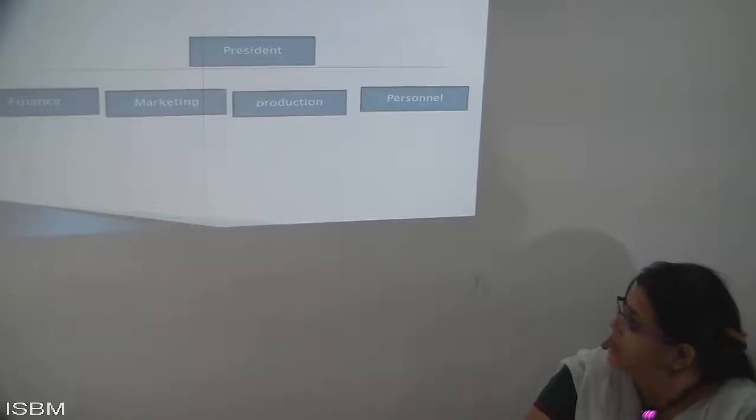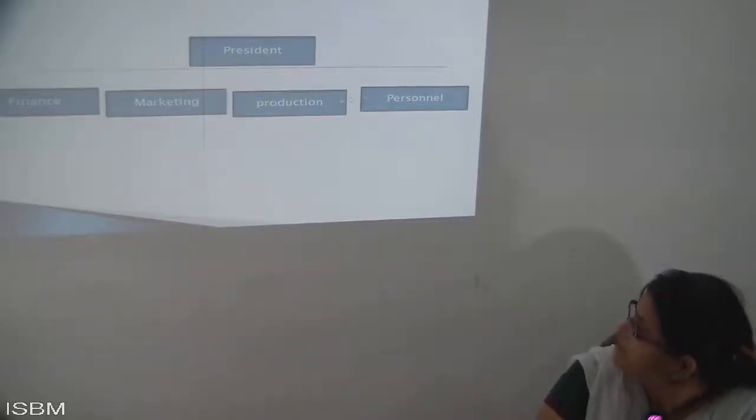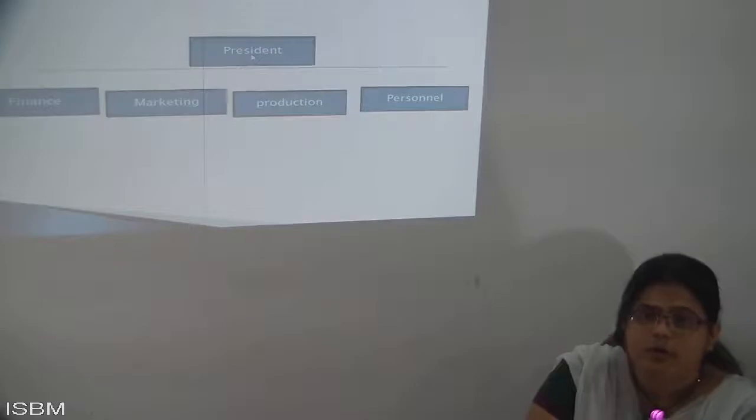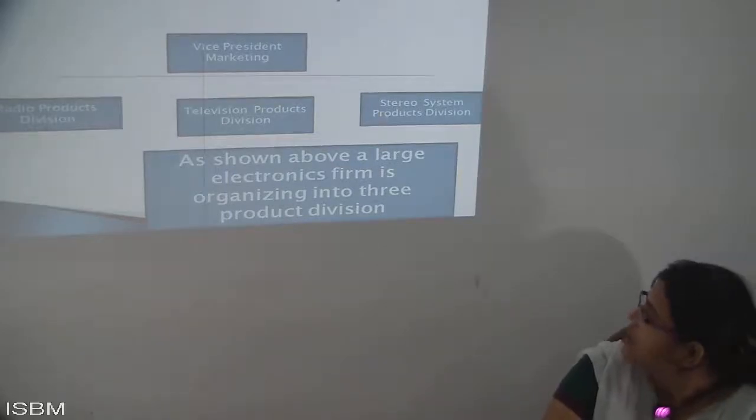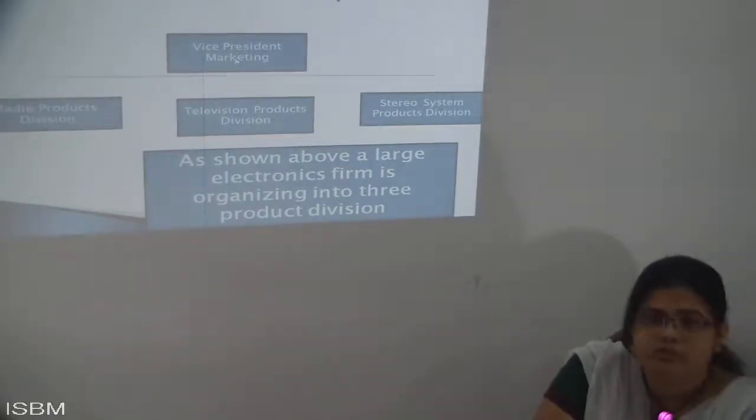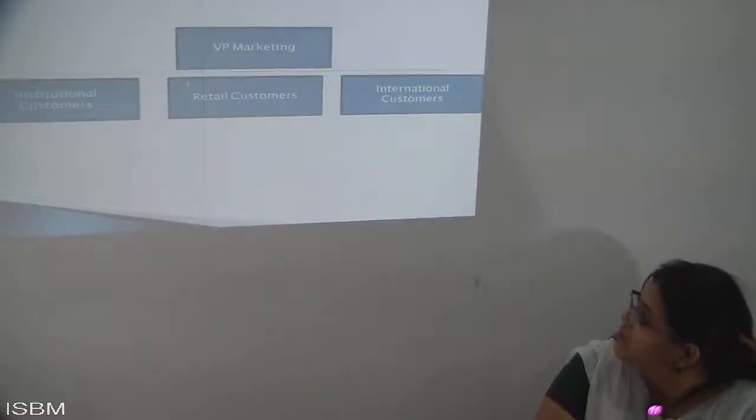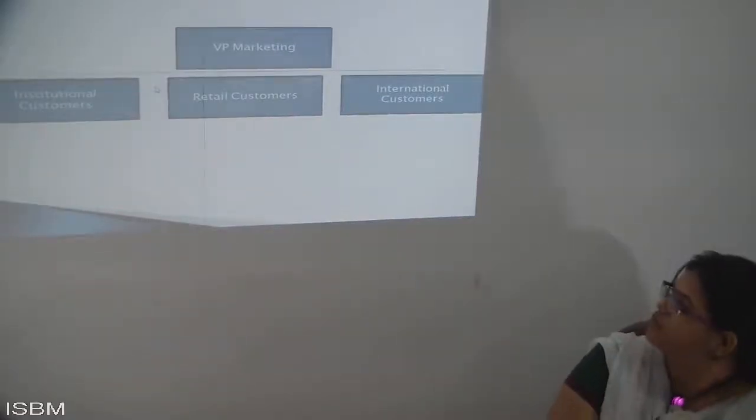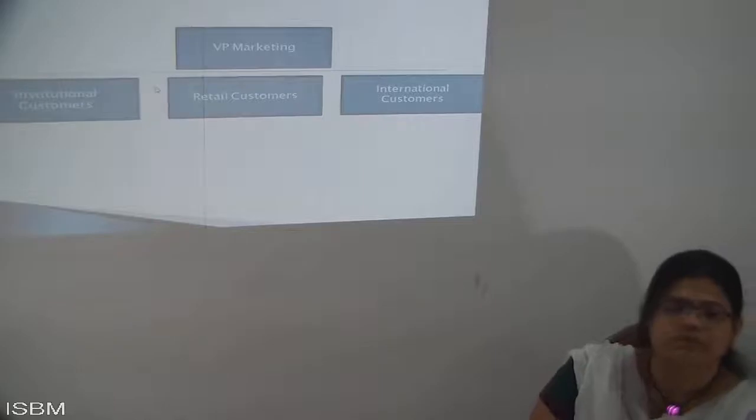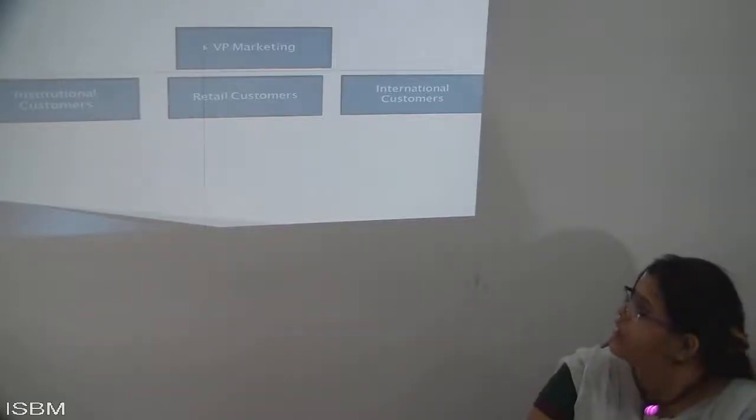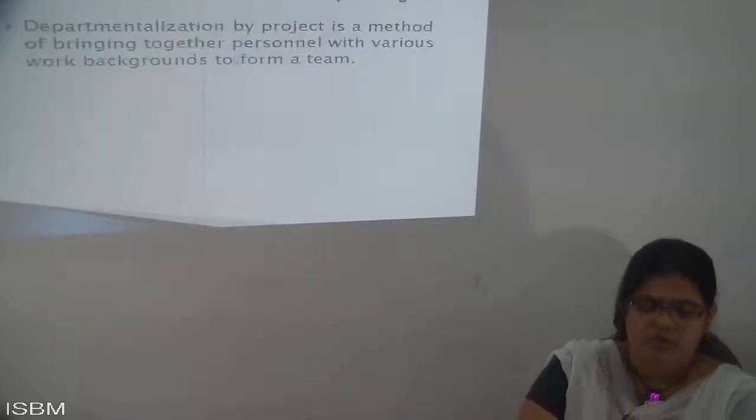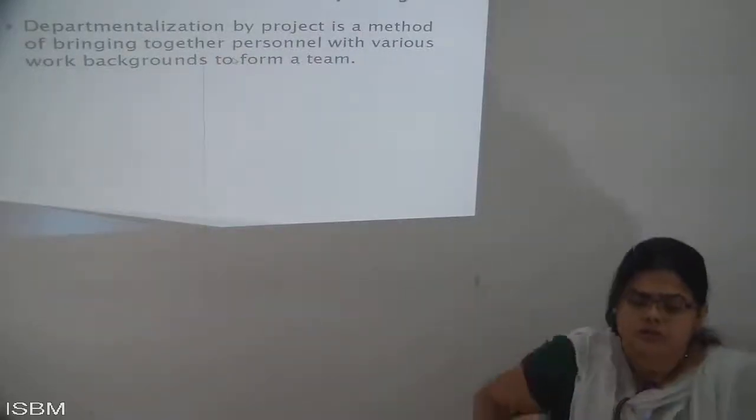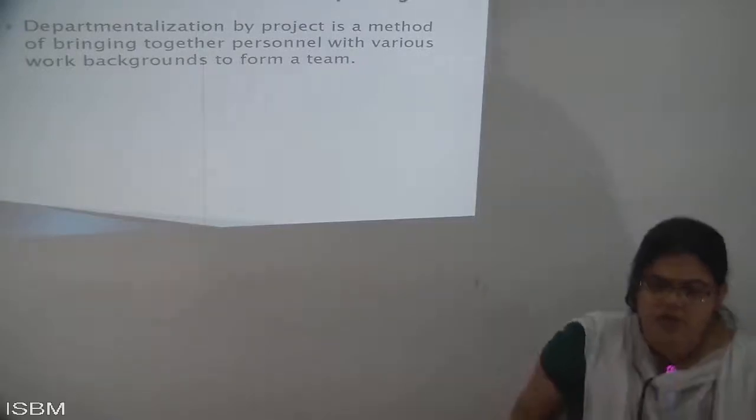Now, all these people, finance, marketing, production and personnel, need to inform the president. Next, the radio product division, television product division and stereo systems will all recommend to the vice president. Similarly, these three customer types, institutional, retail and international customers, will coordinate directly with the VP of marketing. This is the way it is done. Here is one type of departmentation, given with the help of a project.